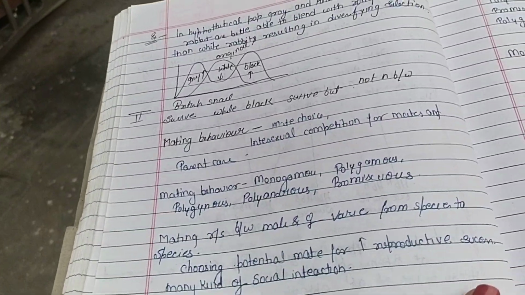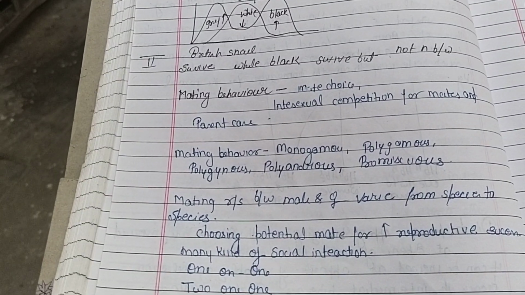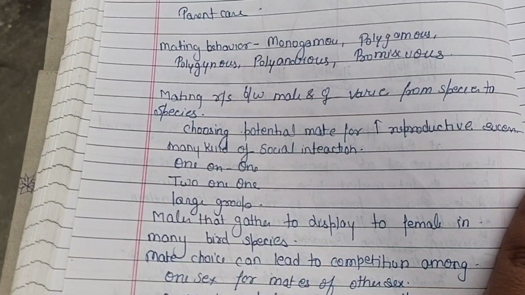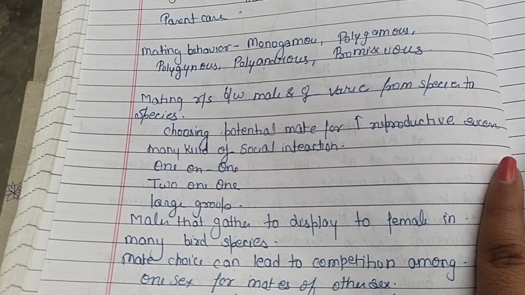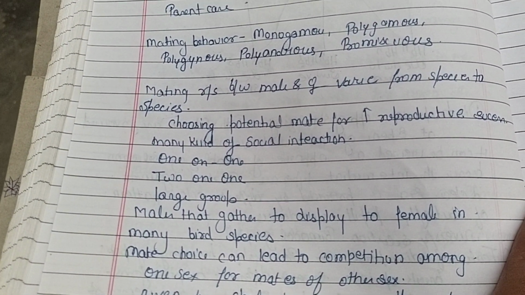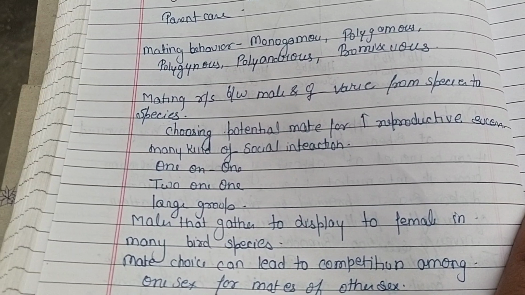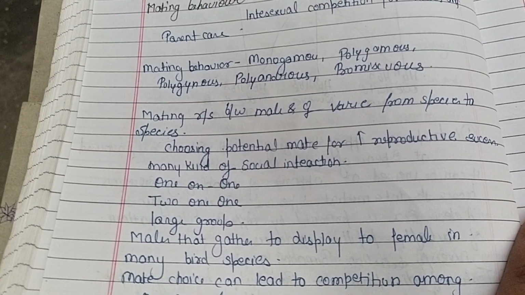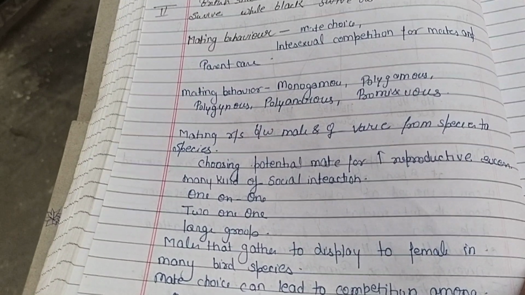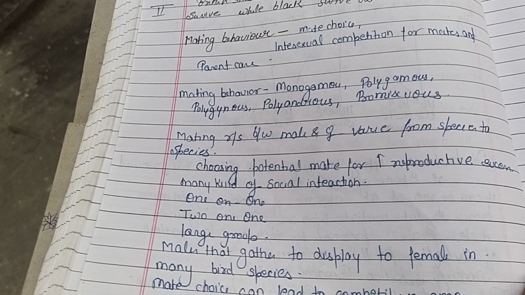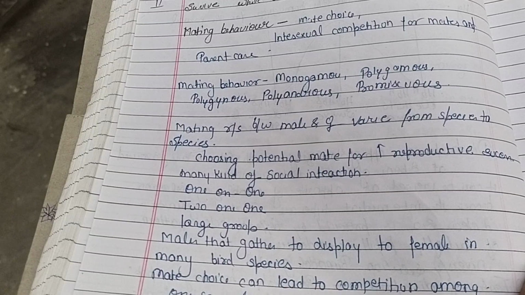Mating relationships between males and females vary from species to species. We know that very well. Choosing a potential mate for high reproductive success involves many kinds of social interaction: one-on-one, or in large groups, such as males that gather to display to females in many bird species. Mate choice can lead to competition among one sex for mates of the other sex.